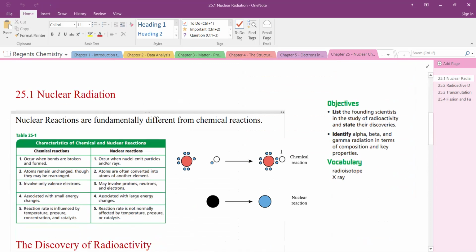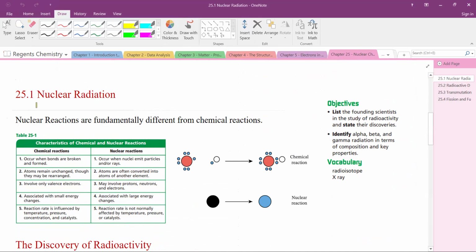So, all right, let's jump right into 25.1. So, nuclear radiation. On the right, you can see pretty short objectives and vocab for this little unit here. To start, we really want to emphasize something very important for us to remember, and that is that nuclear reactions are just fundamentally different from chemical reactions.